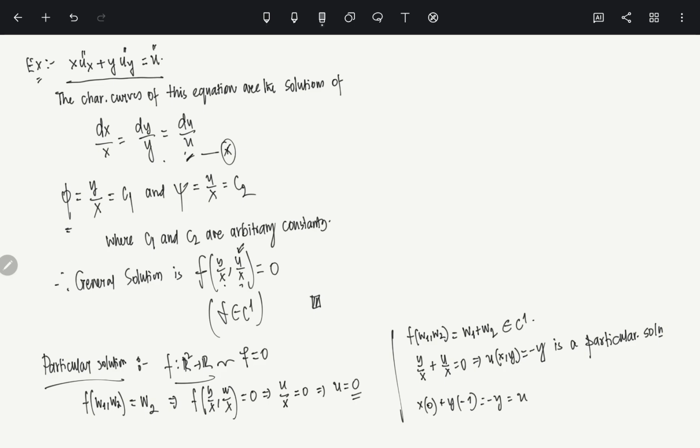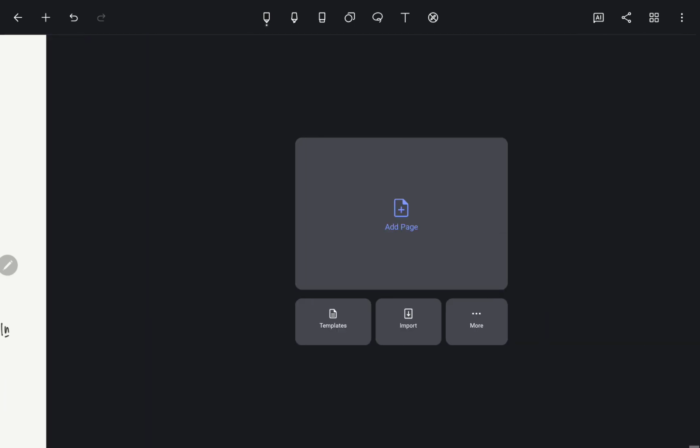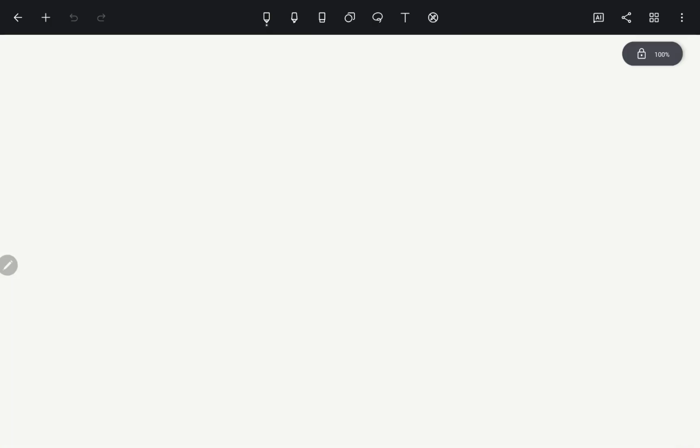You understand? So this is how you find particular solutions, but essentially this is the general solution of this, and f is a smooth function, continuously differentiable, C1, any arbitrary function. I hope you have understood what exactly is going on here. Okay. Let me give you another example. It makes understanding it much better. Okay. So, example 2.